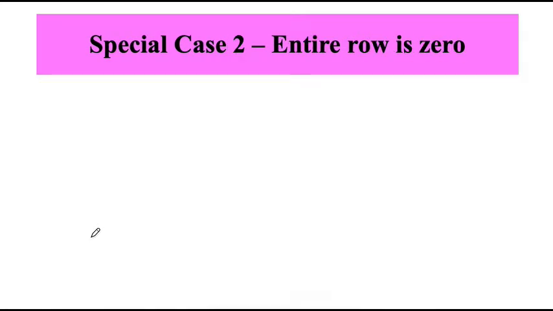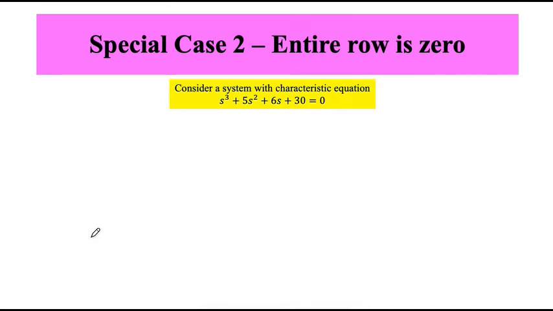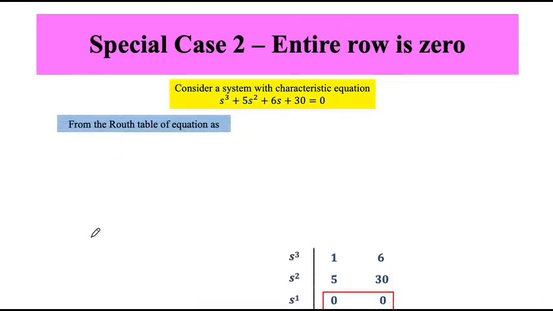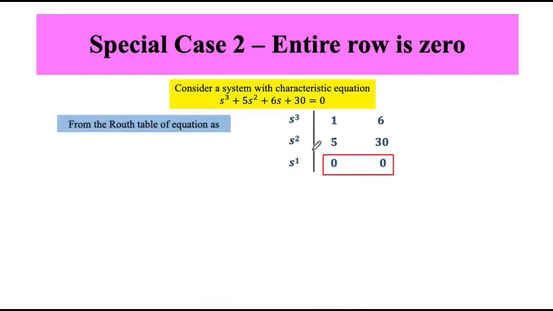Now let's see another example. So I have s cube plus 5s square plus 6s plus 30 equals 0, and then I put this in the table. I plug in these numbers, say 1, 5, 6, 30. So there is some strange thing happening here. This entire row is now going to be 0. If I am calculating it, it is 0. What do I do now?